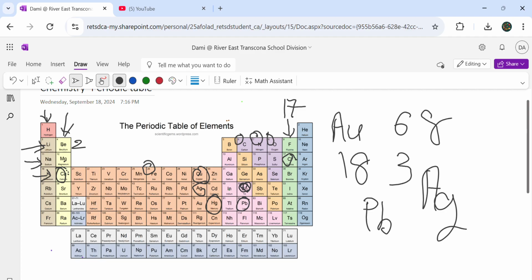Phosphorus. What group and period is phosphorus in? Finding phosphorus, we know it's right here. We know this is group 15. Then 1, 2, 3. It's in group 15 and period 3. What is the atomic number of zinc? Right here, 30.